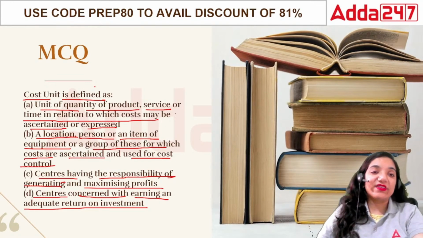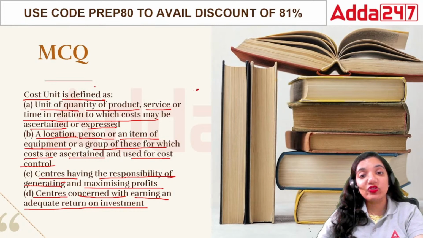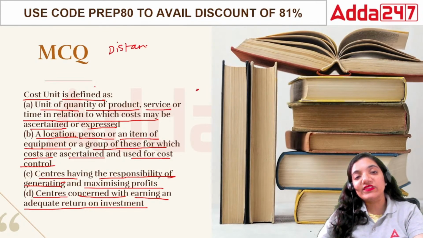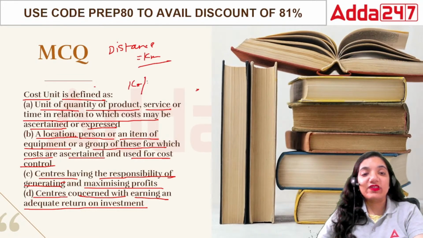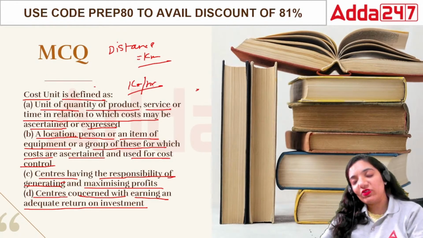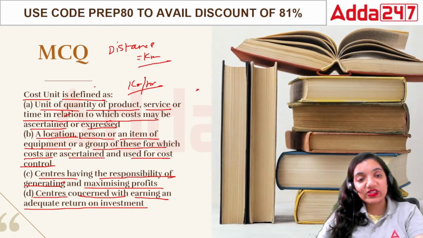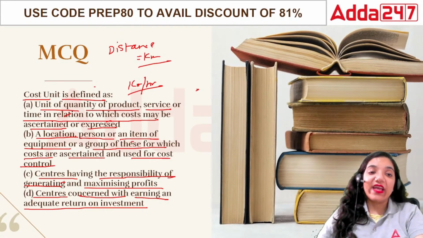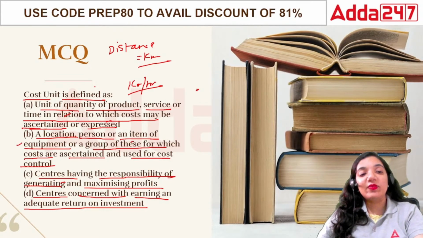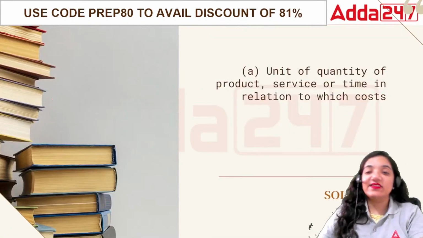When we talk about cost unit, it is similar to the units that we see in physics, chemistry, and even the various areas of mathematics as well. For example, if I am trying to find the SI unit of distance, it is basically kilometer, right? While in terms of speed, we will take it as kilometer per hour. In the same way, cost unit can also be expressed in terms of that. So in this case, the correct answer would be unit of quantity, a service or a product which is related to the area of cost, and it can be ascertained or expressed. So the correct answer is A.